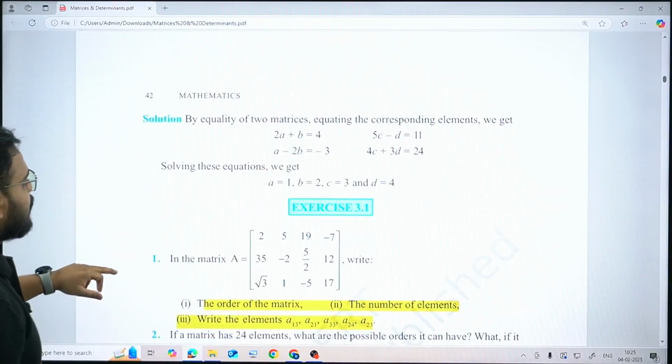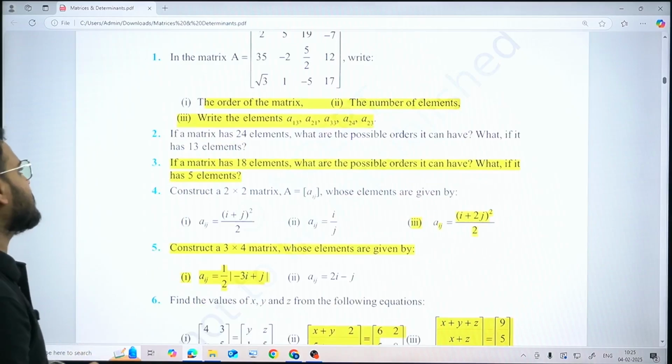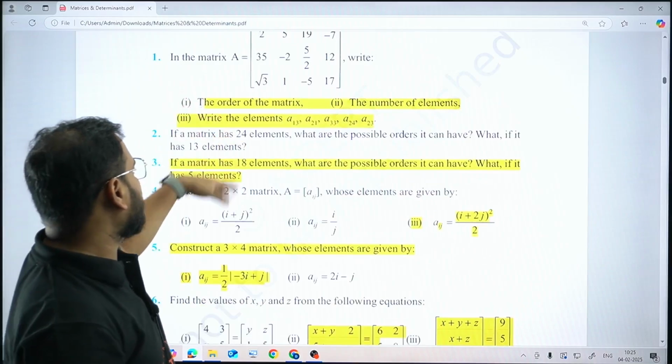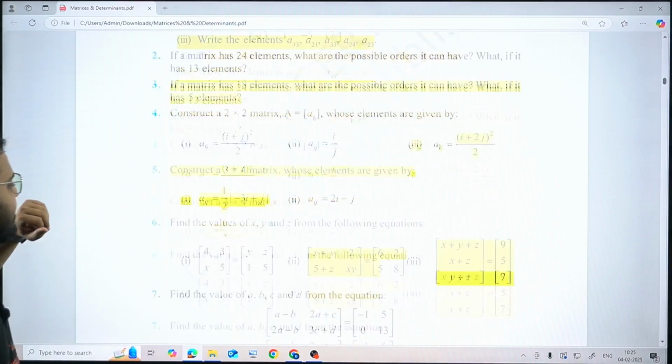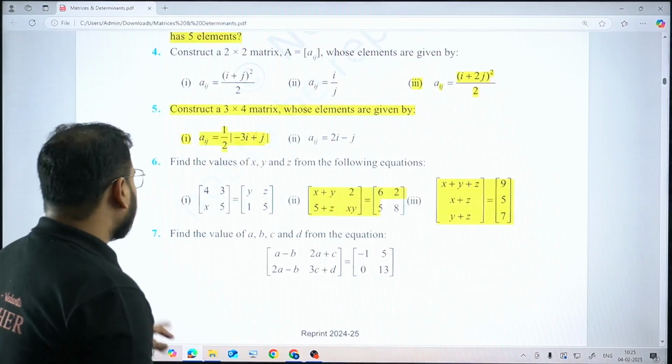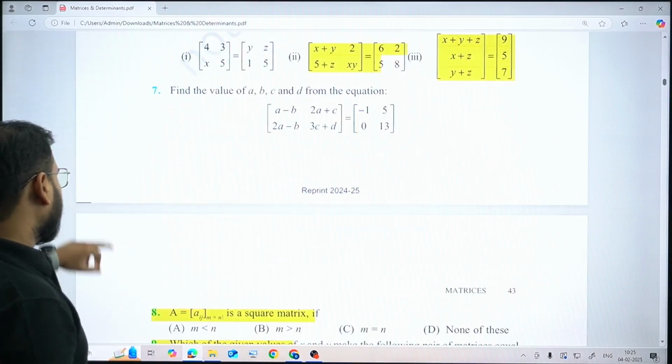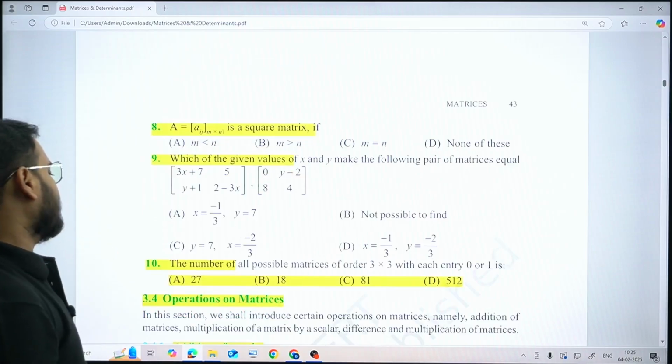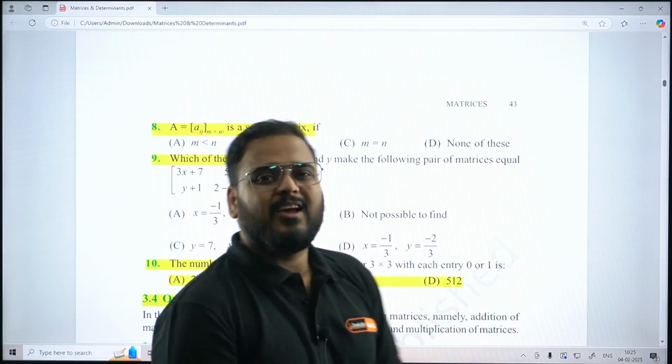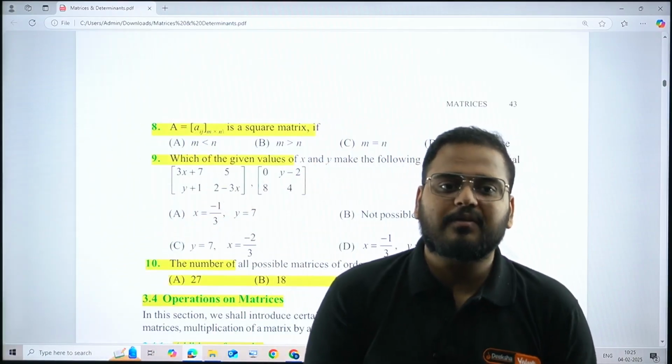Example number 5, we have to solve exercise 3.1, but I've also marked some questions here. In question number 1, 2, question number 3, question number 5, question number 6 part 2 and part 3, question number 8, 9, 10. Please solve these questions. It will not take much effort. Please solve it from the first exercise.